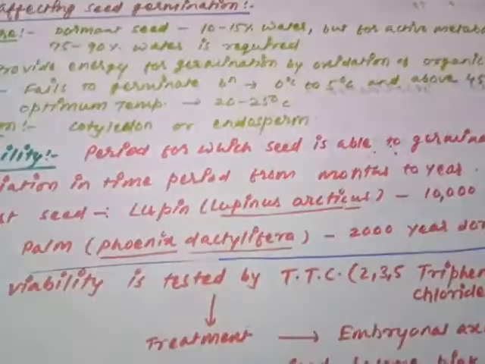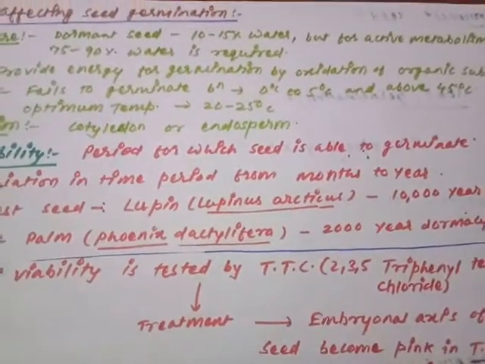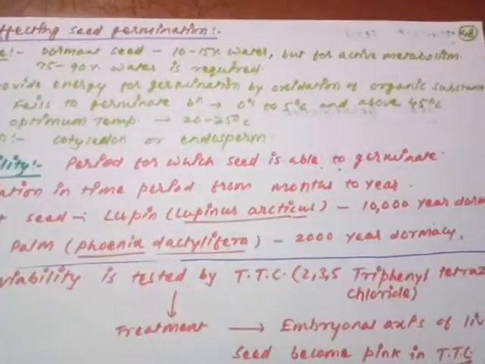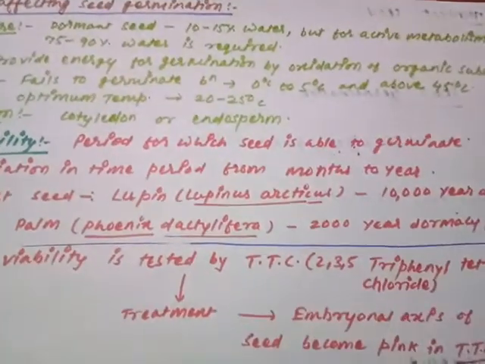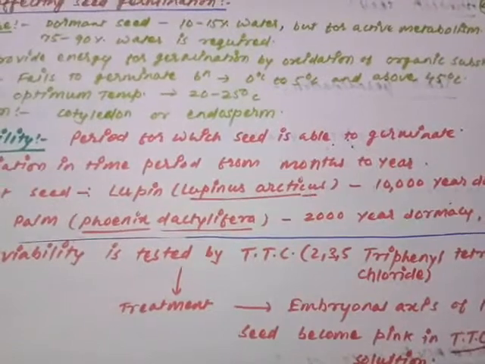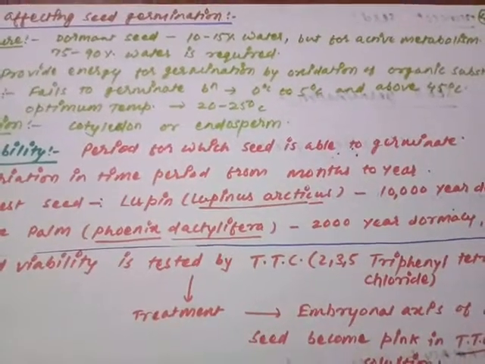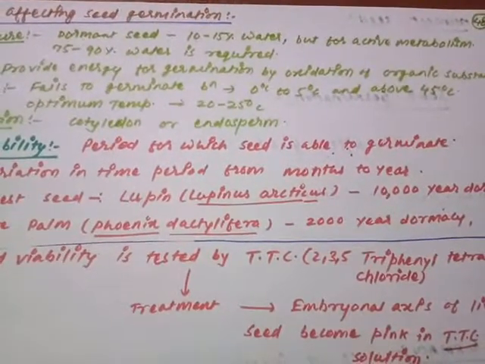So why does the seed fail to germinate between 0 to 5 degrees centigrade or above 45 degrees centigrade? My dear students, in the previous classes you have gone through the concept of enzyme physiology, enzyme mechanism.